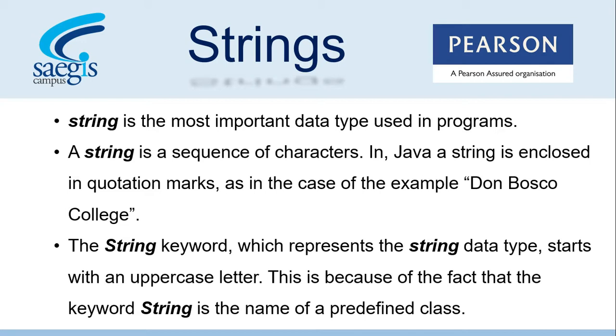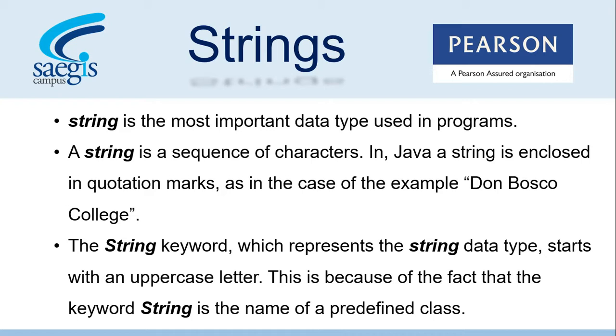A string is a sequence of characters, and in Java a string is enclosed in quotation marks. So if you need to assign some value to a string variable, you should include the value inside double quotation marks. The String keyword represents the string data type, and it starts with an uppercase letter. The reason for this is that String is the name of a predefined class.